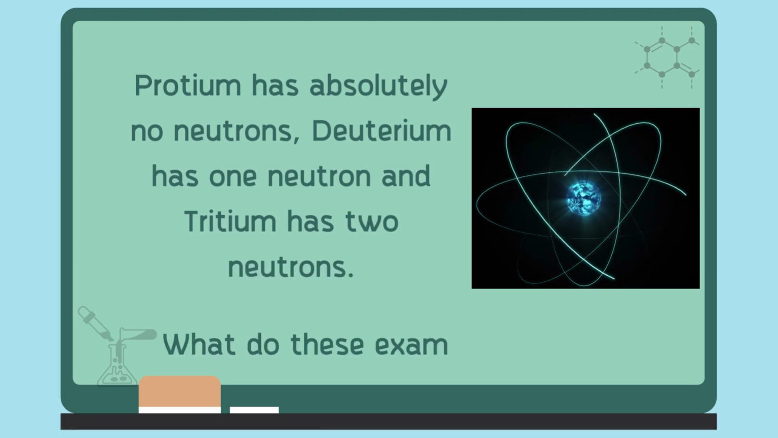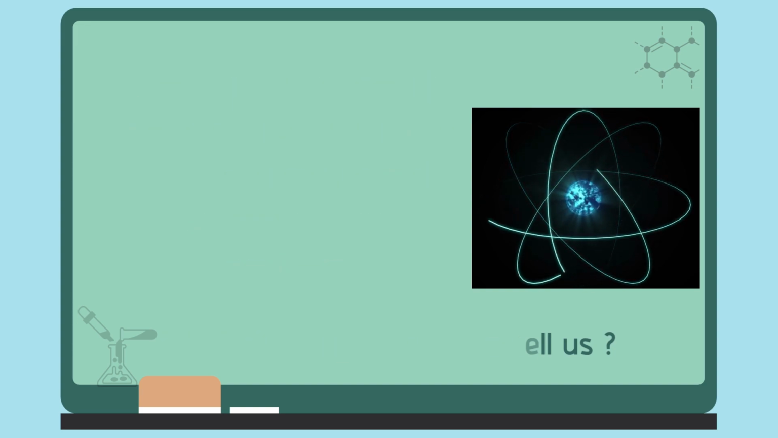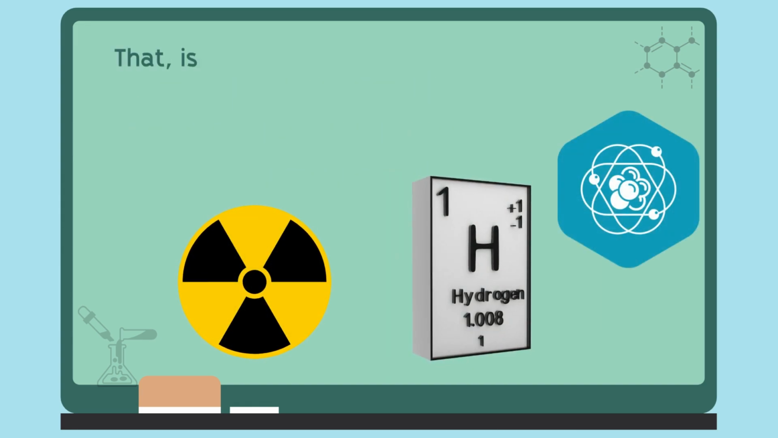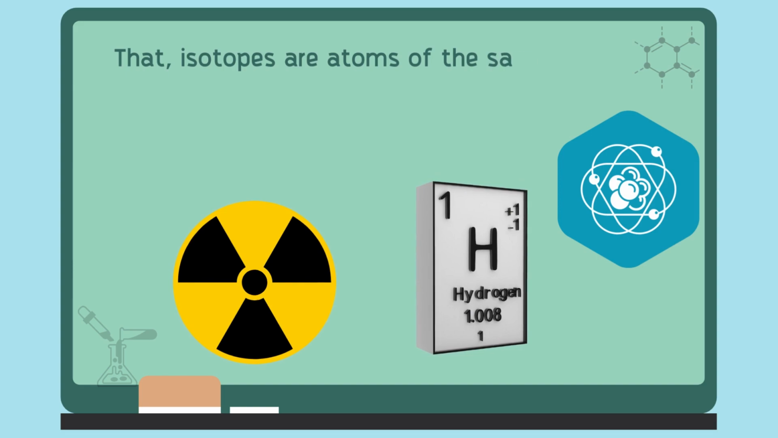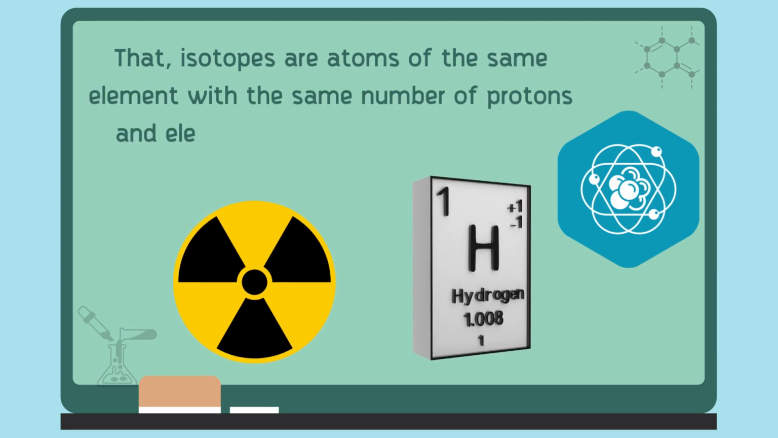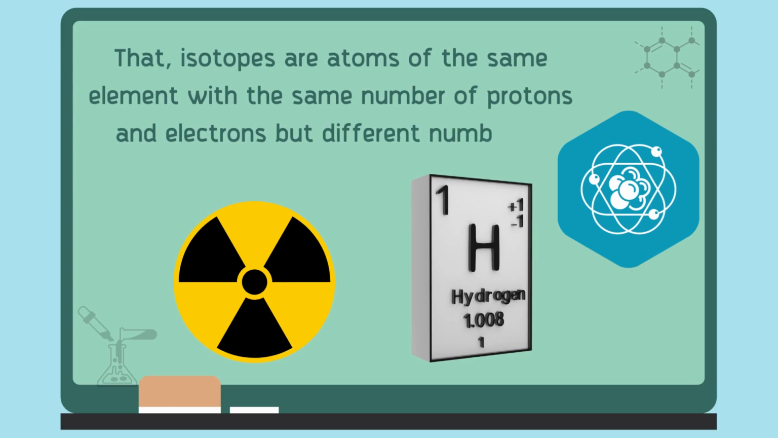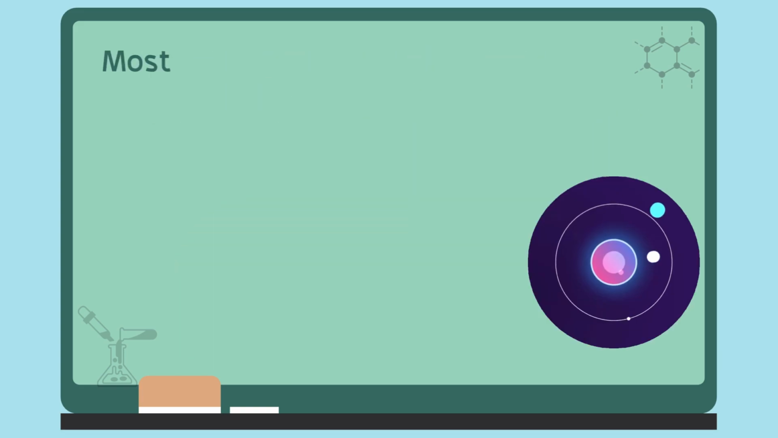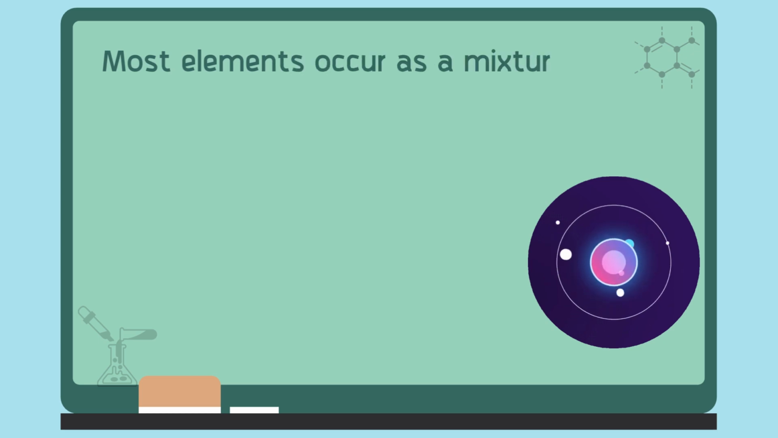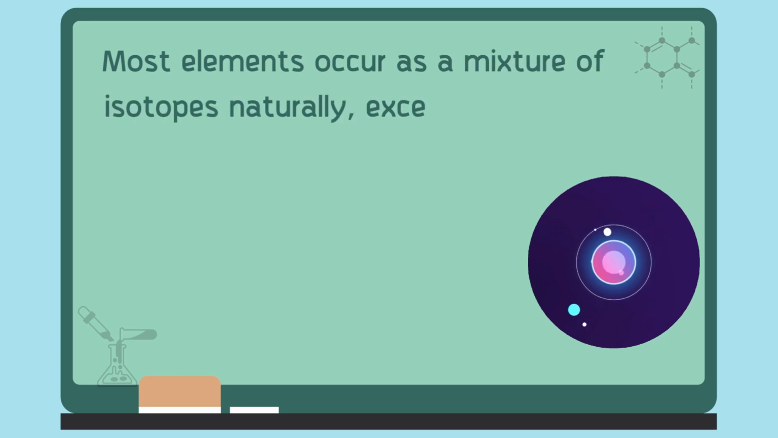What do these examples tell us? That isotopes are atoms of the same element with the same number of protons and electrons but different number of neutrons. As a result, they have the same proton number but different mass numbers. Most elements occur as a mixture of isotopes naturally, except for a few.